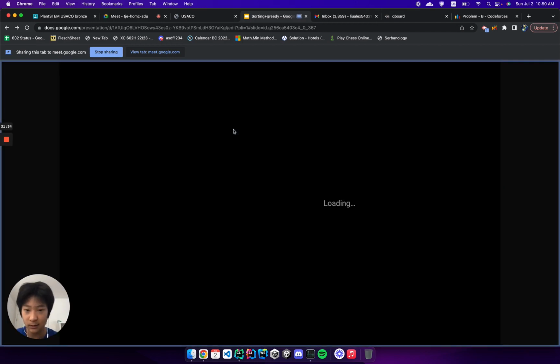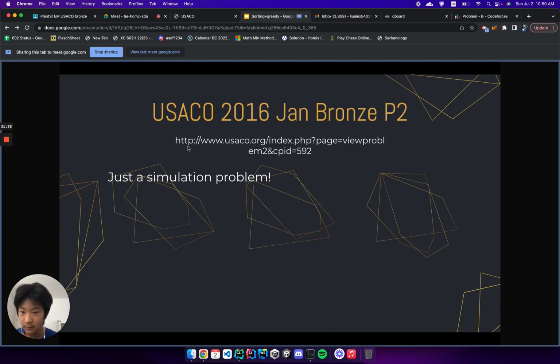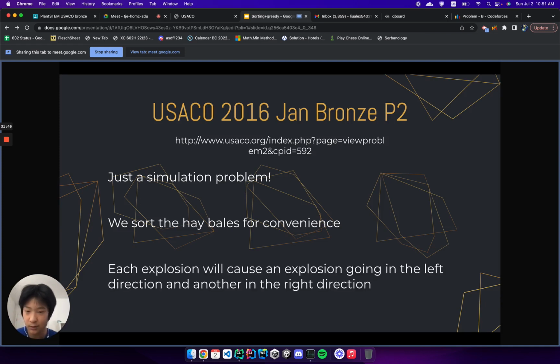So a recap of this. This is a simulation problem. We sort the hay bales, and then each explosion will cause two chain reactions going in each direction. So we just calculate for each chain how many hay bales we end up exploding, and then the answer is just the sum.